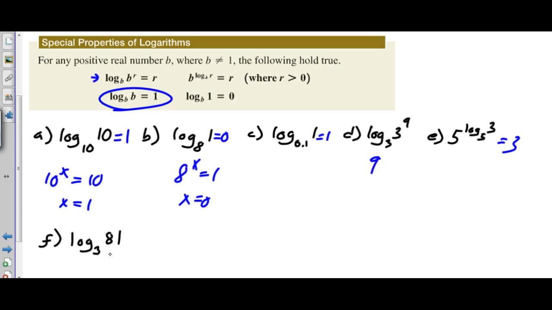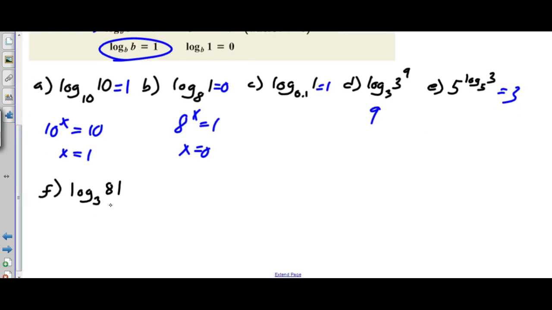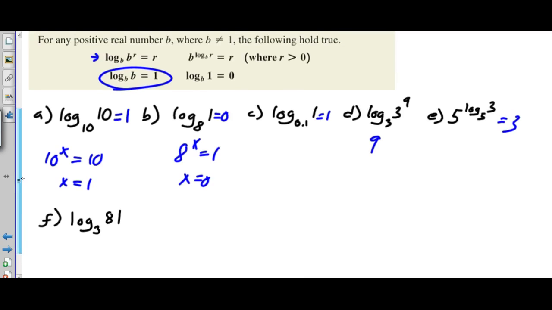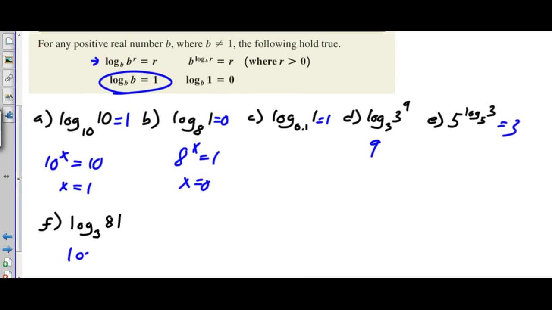And then lastly, for this guy, it's not very apparent what this is, but if we were going to apply the rules up there, we can rewrite this as log base 3 of 3 to the power of 4, right? So now we can apply this rule right here, and so the answer is just 4.